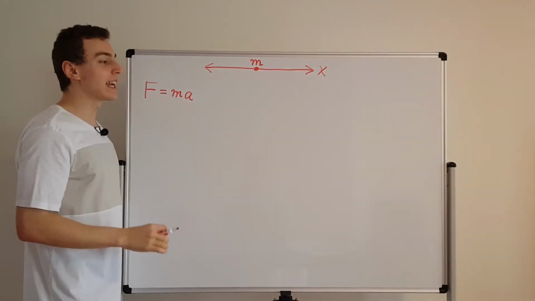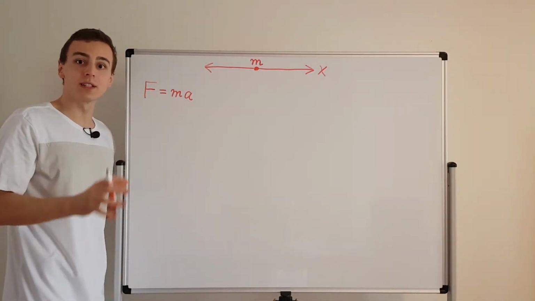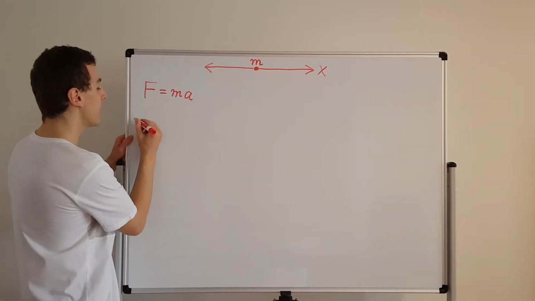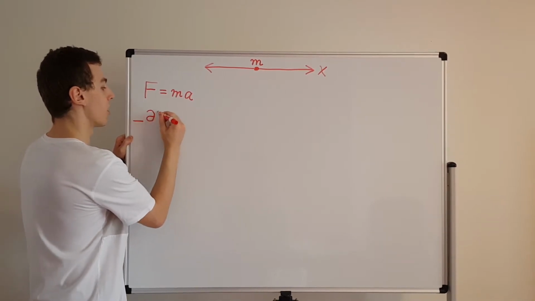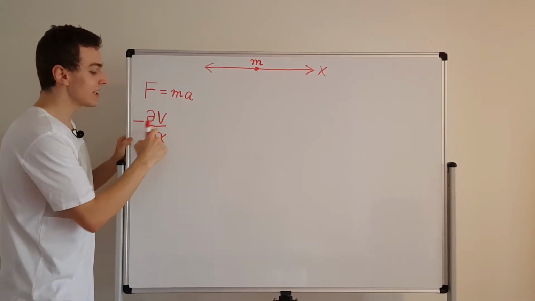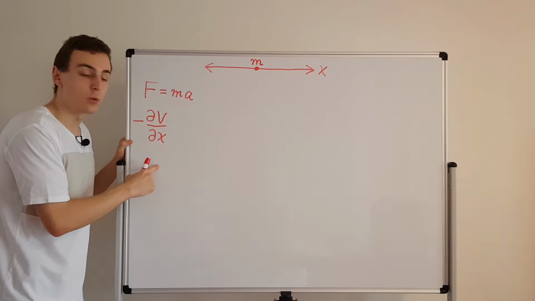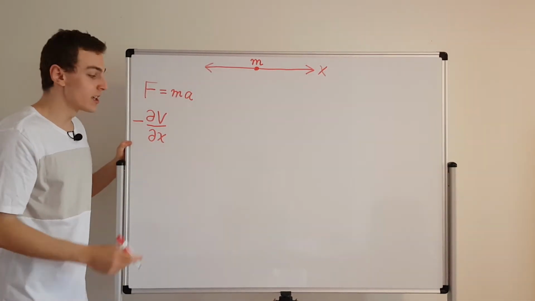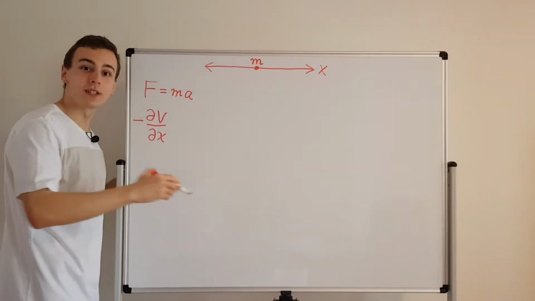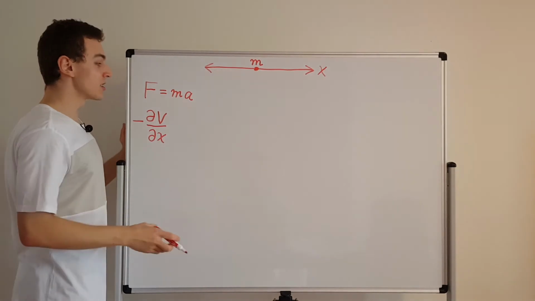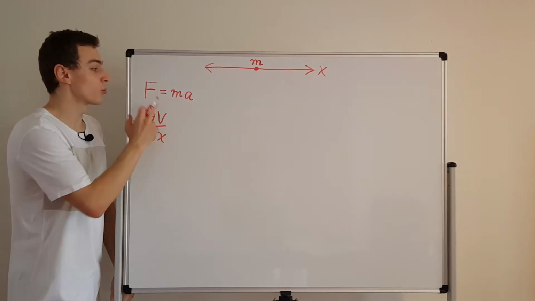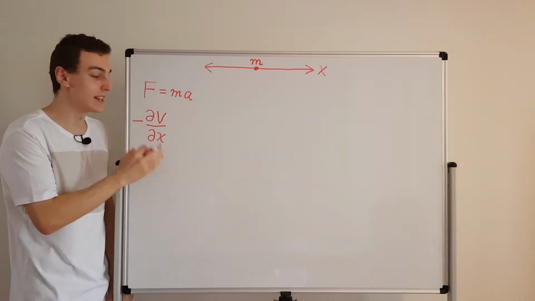Well, let's consider a conservative system. A conservative system allows us to write a potential energy function. And so the force is actually going to be the negative partial derivative of this potential energy function with respect to position. So minus dV/dx. And this guy is a partial derivative. We're only differentiating with respect to position. So this is the slope. And this minus sign tells us that the force is in the opposite direction of the slope of the potential. So this is a property of conservative systems. So conservative systems allow us to write the force in terms of the potential in this manner.